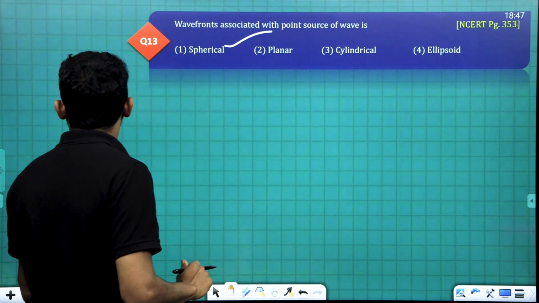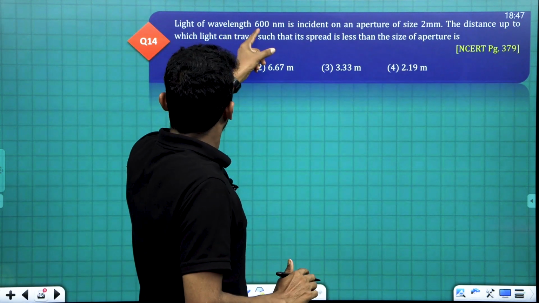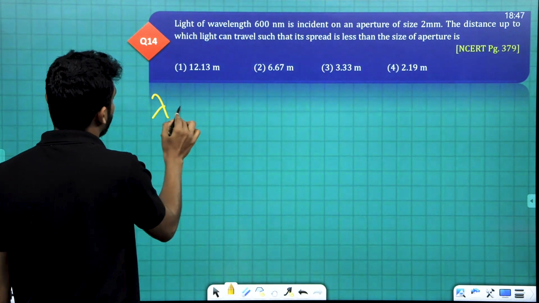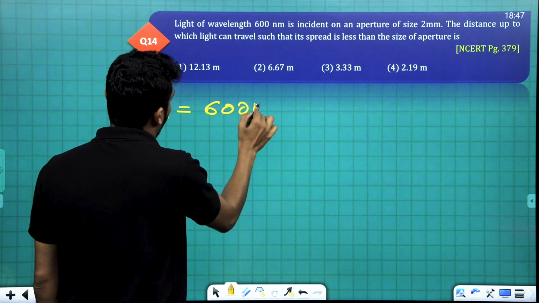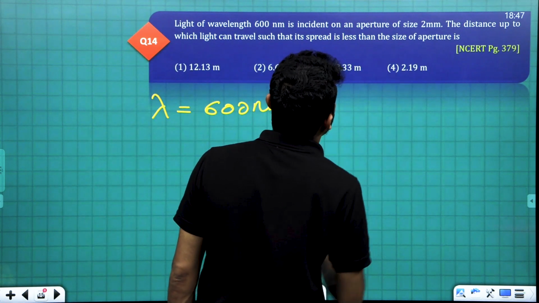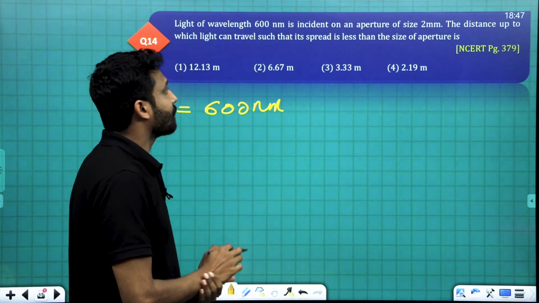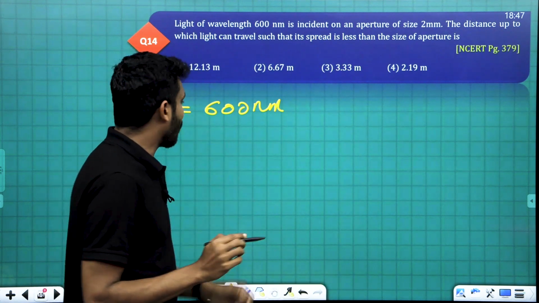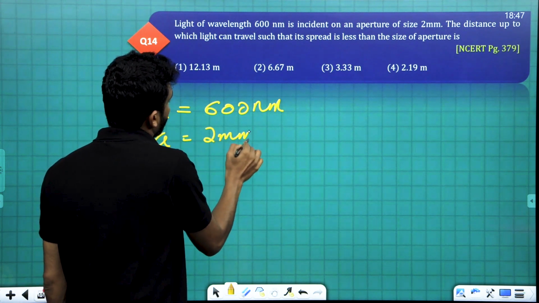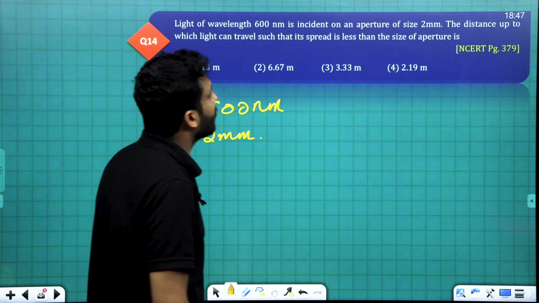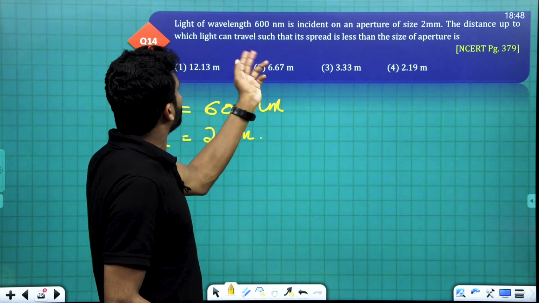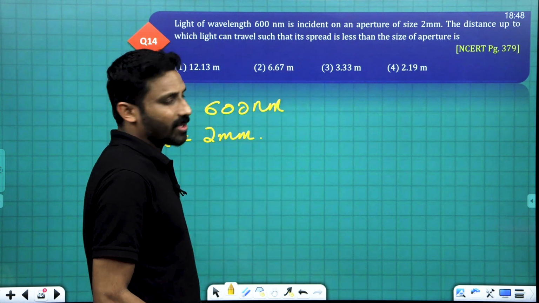Okay. 14th. Light of wavelength 600 nanometer is incident on an aperture of size 2 millimeter. The distance up to which light can travel such that its spread is less than the size of the aperture is?